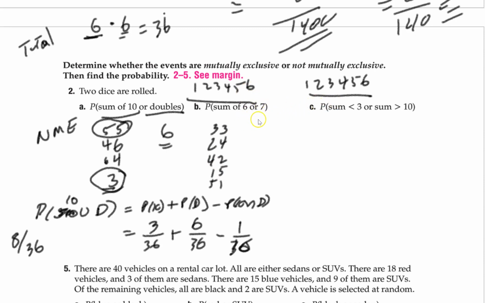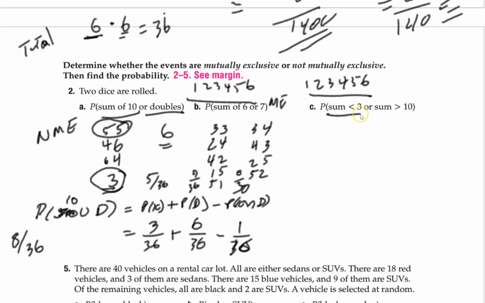I'm getting a sum of 7. 3, 4. 4, 3. 2, 5. 5, 2. Now if you notice, they have nothing in common. So I can do the exact same formula. This would be 5 out of 36. This would be 4 out of 36. And then they have nothing in common. So 0 out of 36. So these are mutually exclusive. I just do 5 plus 4 or whatever I got and add them up.